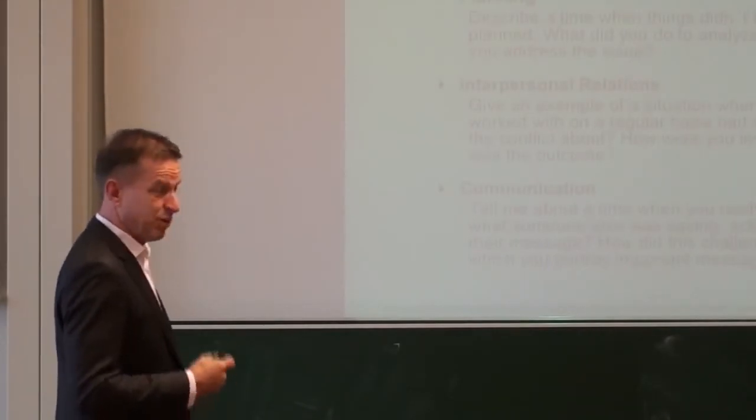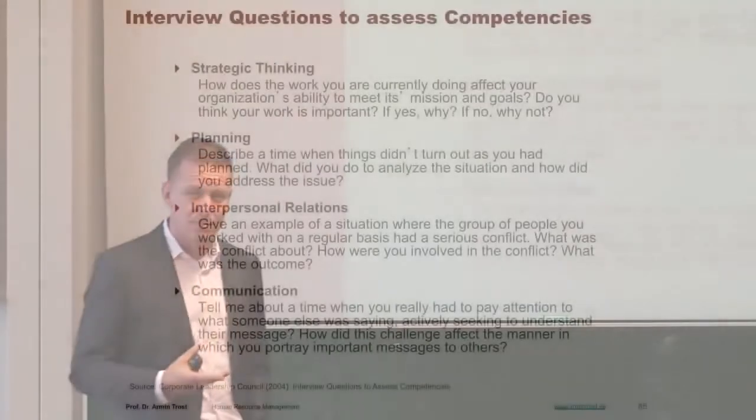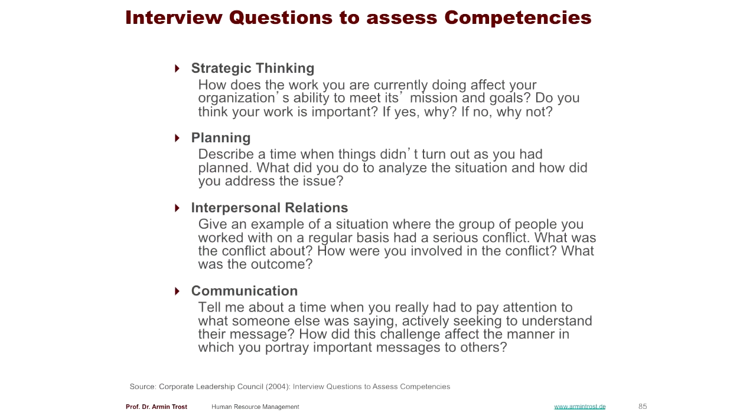Let me pick out one of these, planning, the second one. This question is about your planning skills, about your competency in planning. So the question is, describe a time when things didn't turn out as you had planned. What did you do to analyze the situation, and how did you address the issue? Now, I think every student should be able to reflect on his or her past. All of you have experienced situations like this. So the question now is, how did you deal with such a situation?